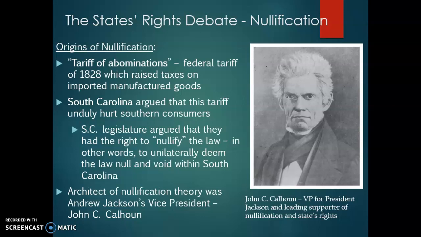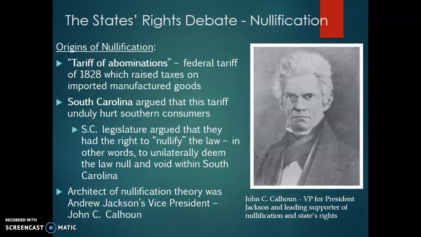But as I mentioned, states' rights, that's about to rear its ugly head. This issue is what's going to lead to the Civil War in many ways. What comes around here is nullification, and it is led by John C. Calhoun, vice president for Jackson, who really is a supporter of states' rights and nullification.